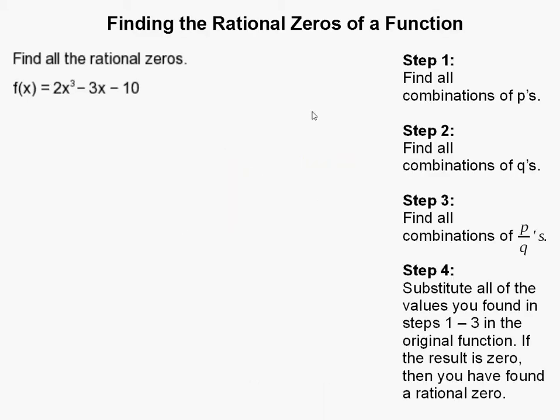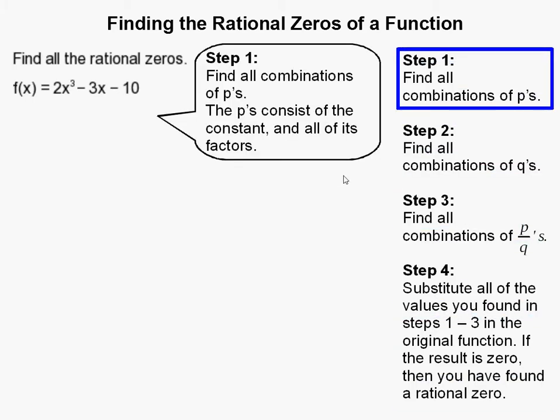Here's one way to find the rational zeros of a function. This usually works with equations of order 3 or more, but there are other techniques. Alright, so we'll try this. So first thing we've got to do is find all the p's.